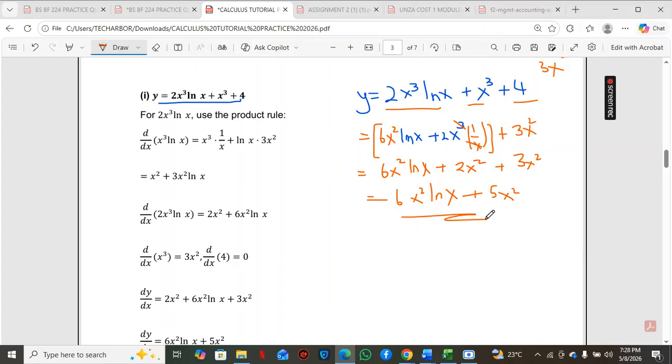This one came in your test. I hope you put this answer there. Any questions?